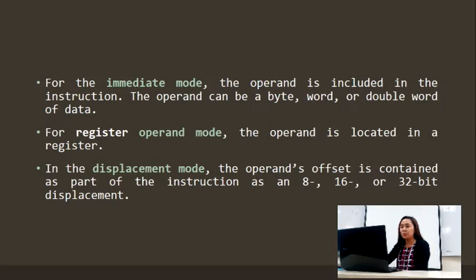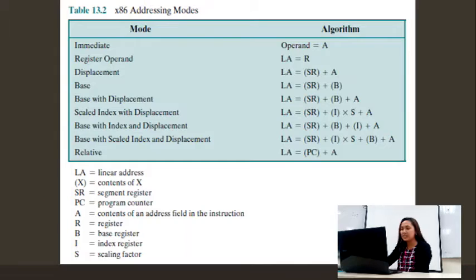For the immediate mode, the operand is included in the instruction. The operand can be byte, word, or double word of data. For register operand mode, the operand is located in the register. In the displacement mode, the operand's offset is contained as part of the instruction as an 8, 16, or 32-bit displacement. So as you can see, here is the example table of x86 addressing modes.